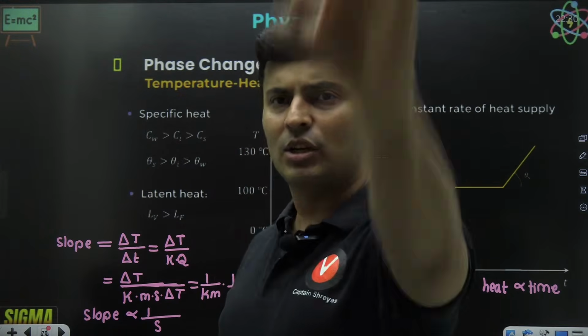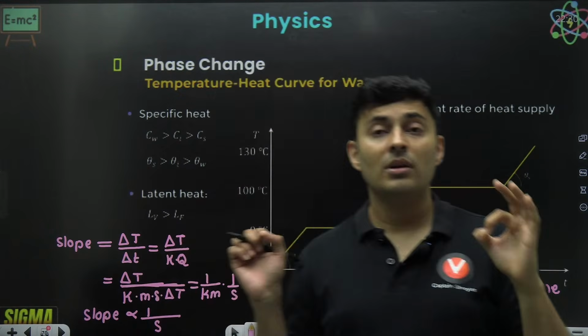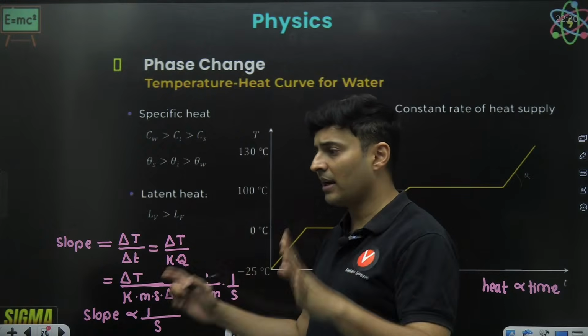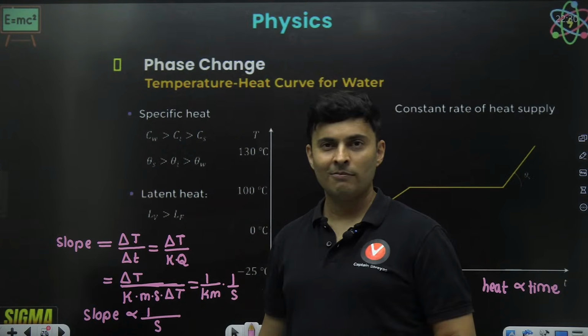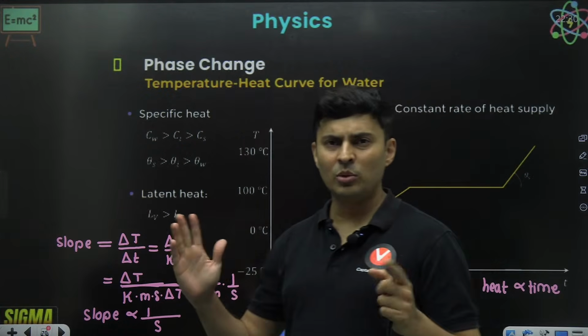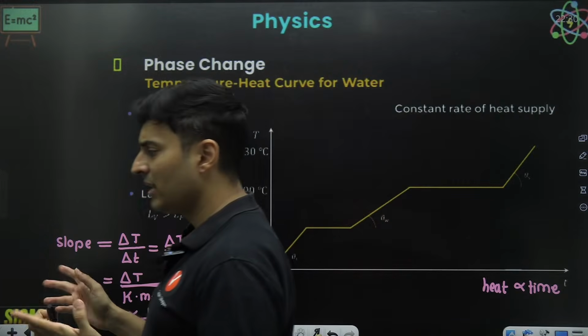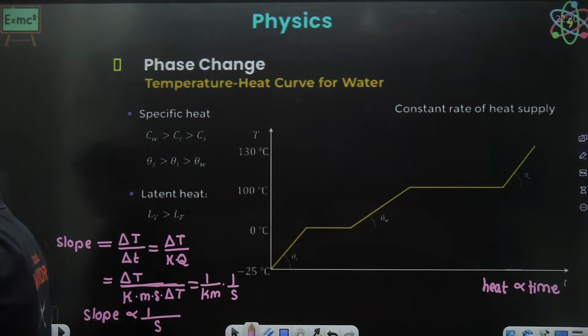Is it absolutely clear? This kind of question has come graphically in the exam. There were graphs with more and less slopes, or comparison based. So these kinds of things are very, very important.